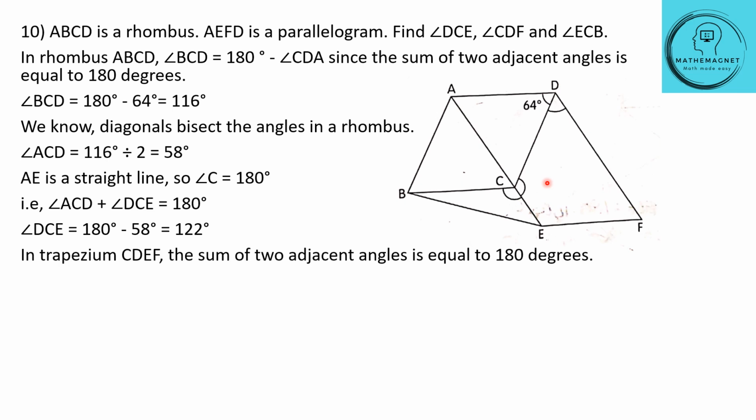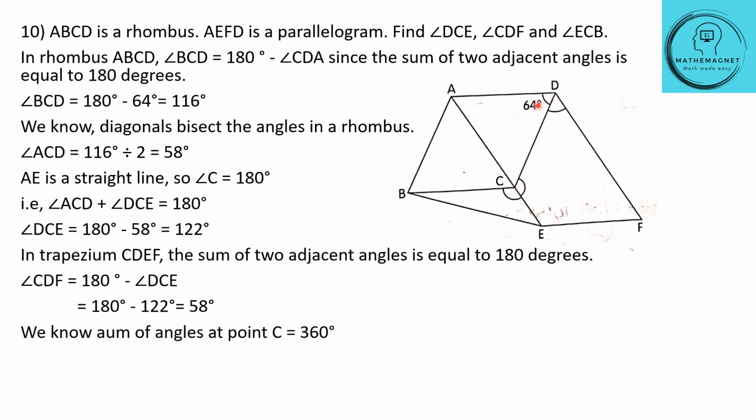Now let's see, the next step is to find angle CDF. Now we will consider this figure CDEF as a trapezium. In a trapezium we know the sum of two adjacent angles is equal to 180 degrees. Now we know this angle is equal to 122 degrees, so this will be equal to 180 minus 122, which is equal to 58. Now we found angle CDF. We found the second angle is equal to 58 degrees.